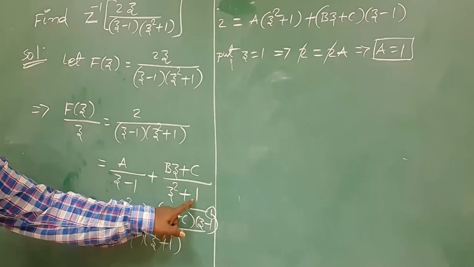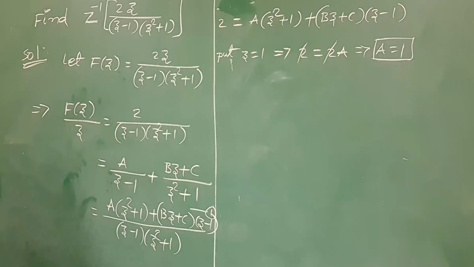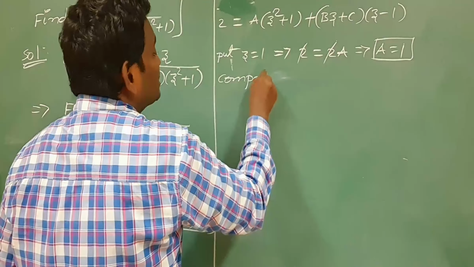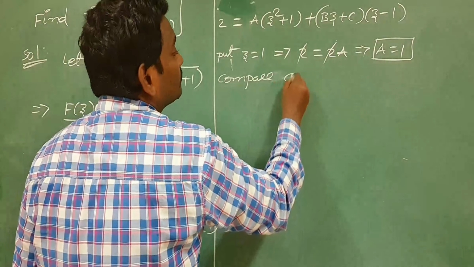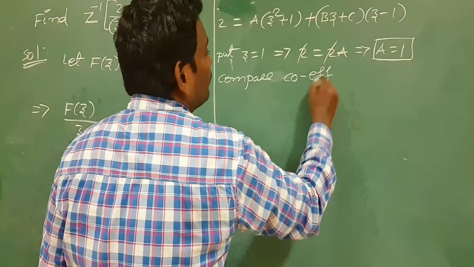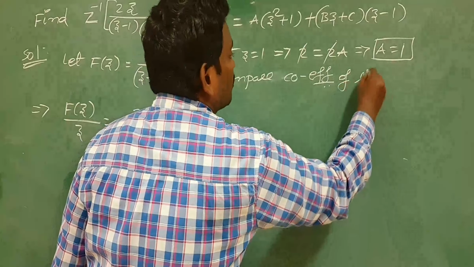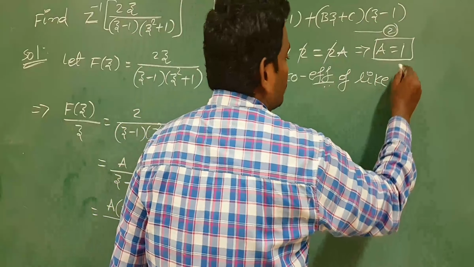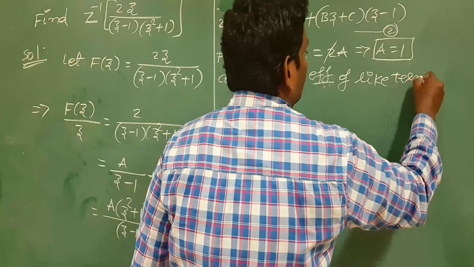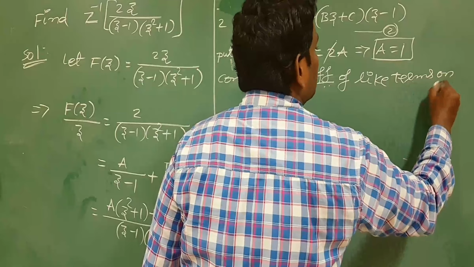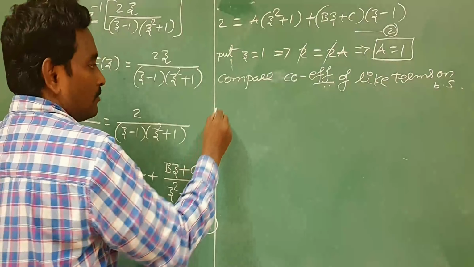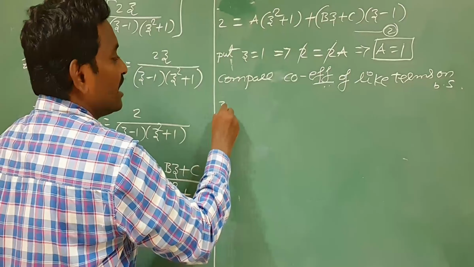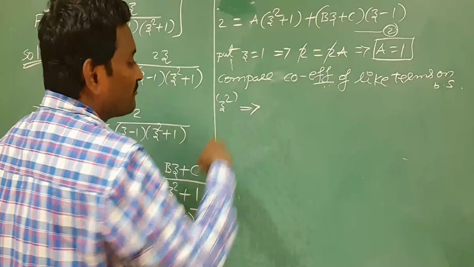It does not contain positive real roots. That's why we have to compare the coefficients of like terms on both sides in this equation number 2. Here the highest degree term is z square. That's why first of all I have to compare the coefficient of z square on both sides.